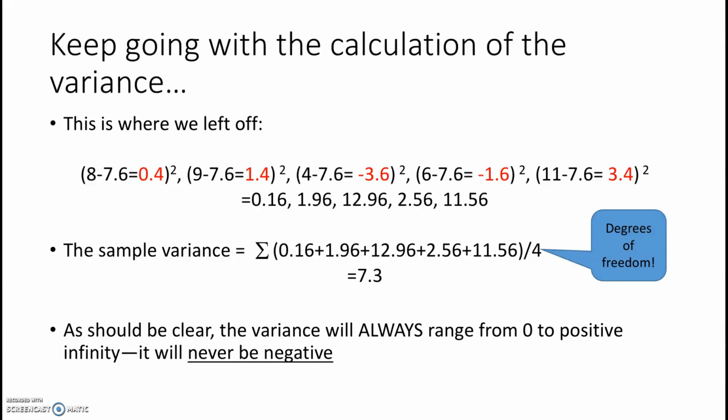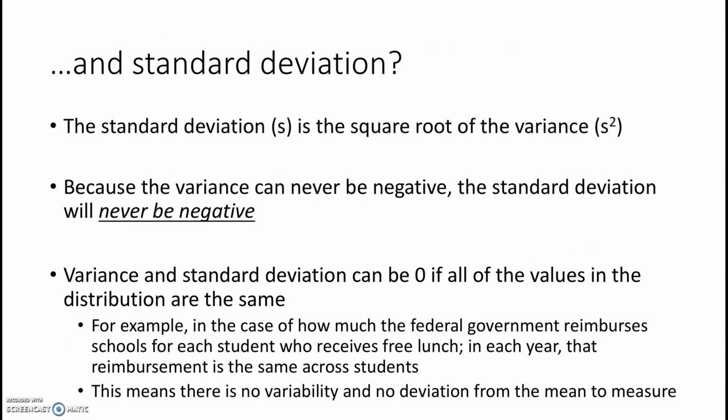And as you'll see, the variance is always going to be positive. It's always going to range from 0 to positive infinity. It will never be negative because we've gotten rid of any negative signs. It will always be positive. As a result, for the standard deviation, we also see that it will never be negative. The standard deviation, S, is the square root of the variance, S squared. And because the variance can never be negative, the standard deviation will never be negative.